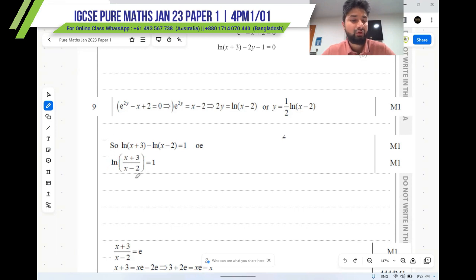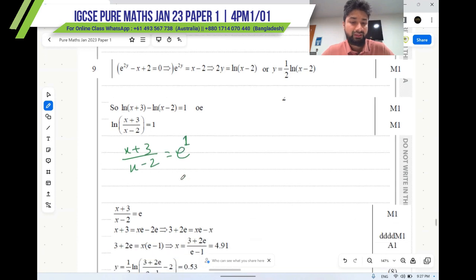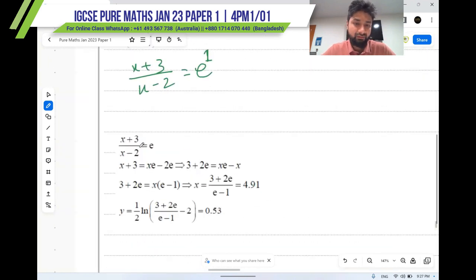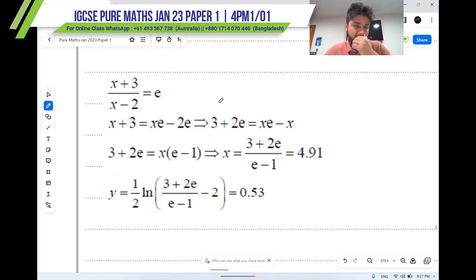Again, if I want to transfer this ln to the other side, as stated before, we can easily do that by putting exponential, and this 1 will go on the power. So in the next step, we have x plus 3 divided by x minus 2 equals e. Now from here, if I transfer this x minus 2 to the other side, it will be in multiplied mode. So e multiplied by x is ex, and then e times minus 2 will become minus 2e.